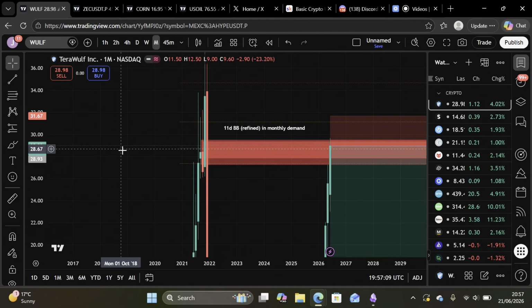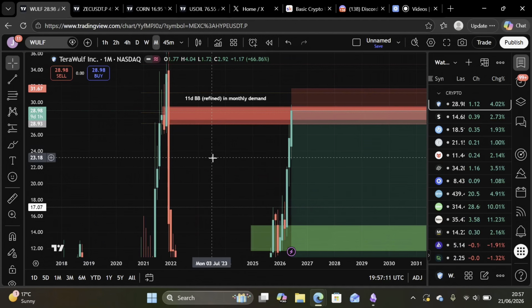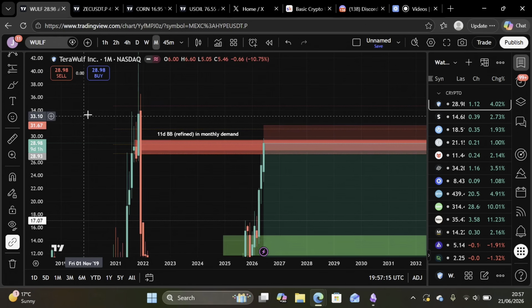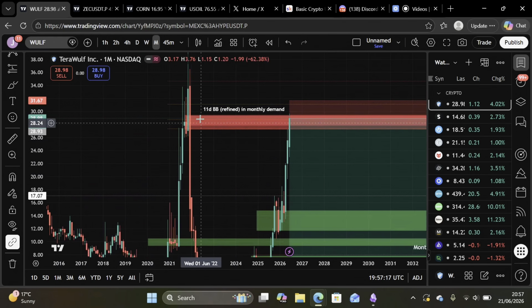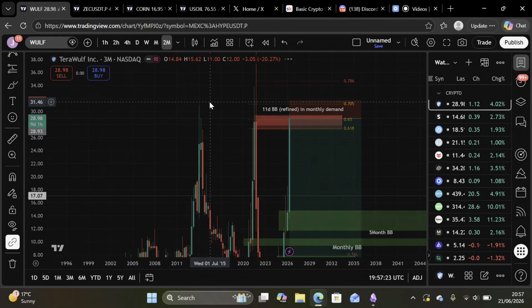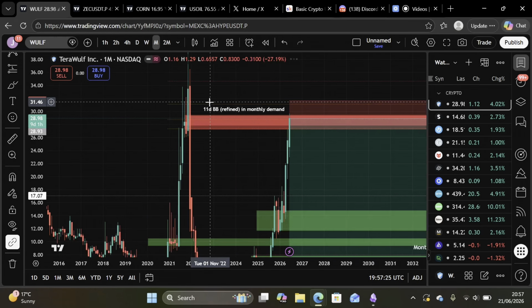What example was it? Okay, it was right here. Again, this is another call out that I gave into my community. So overall, right here with TerraWolf, we have a monthly supply level. I think many months supply levels, if I'm not wrong, or maybe it could just be the monthly. Okay, it's just the monthly. So we have a monthly supply level up here.